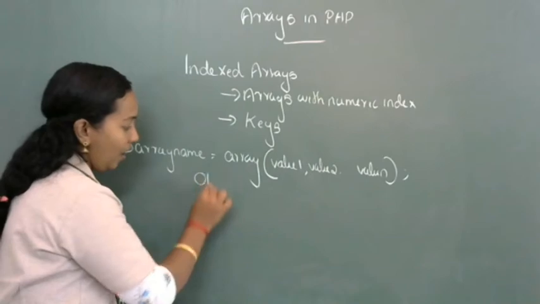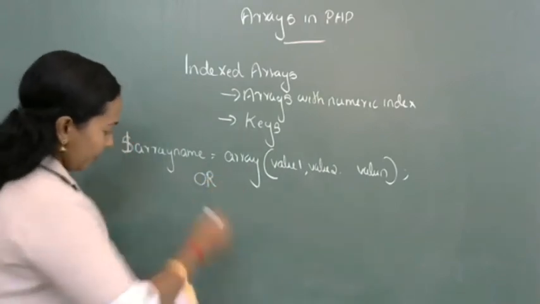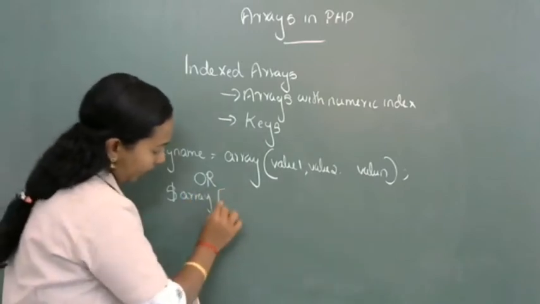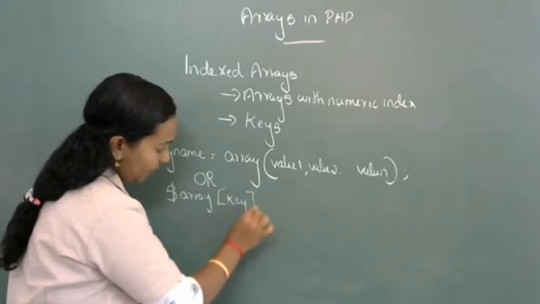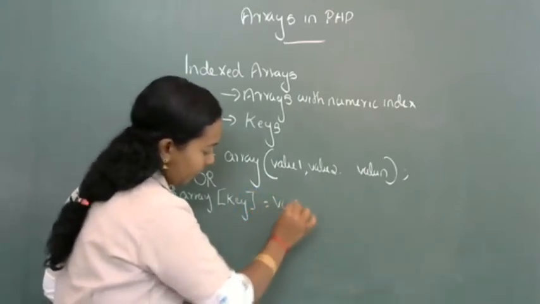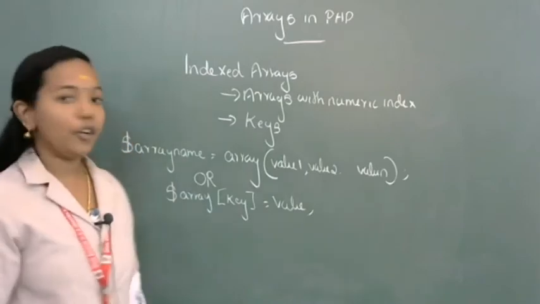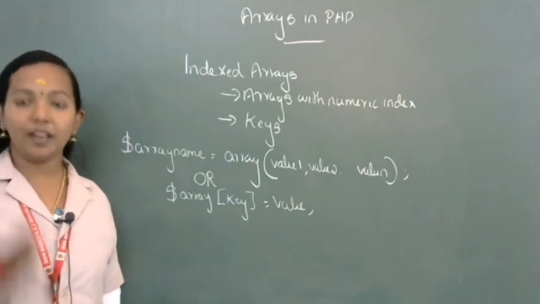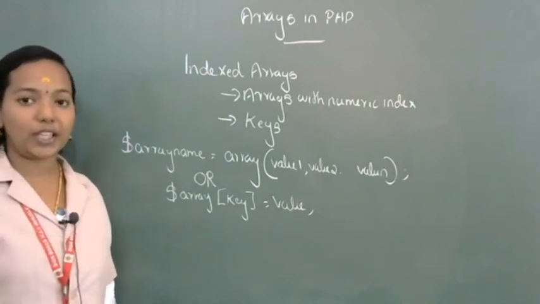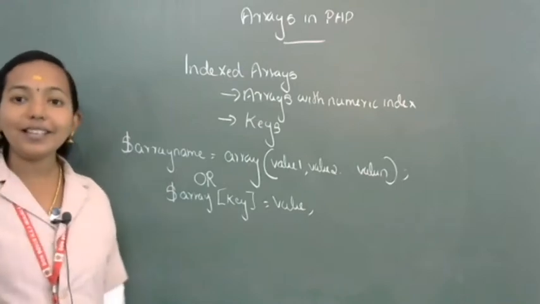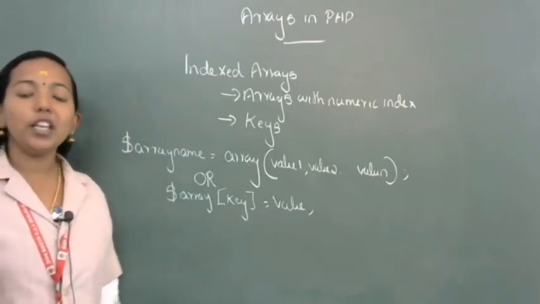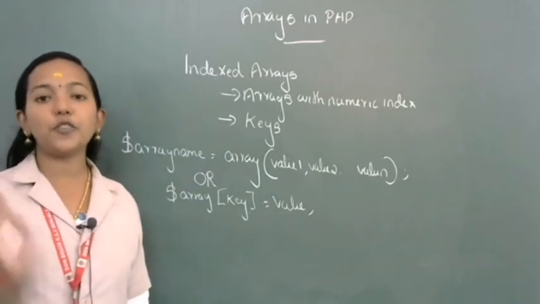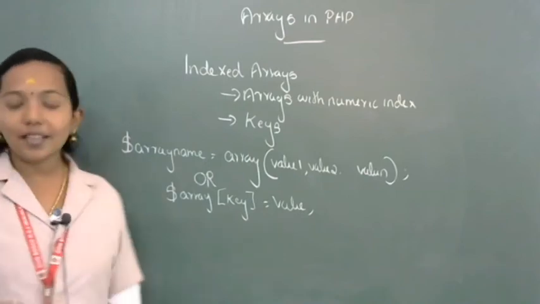Otherwise, one more method is present: $array of key is equal to value. Here the key means we are giving a separate location: the 0th location holds this element, the first location holds another element. So instead of a single initialization step, if we include 10 elements in our array, with the second method you have to write 10 statements. So this is the syntax.